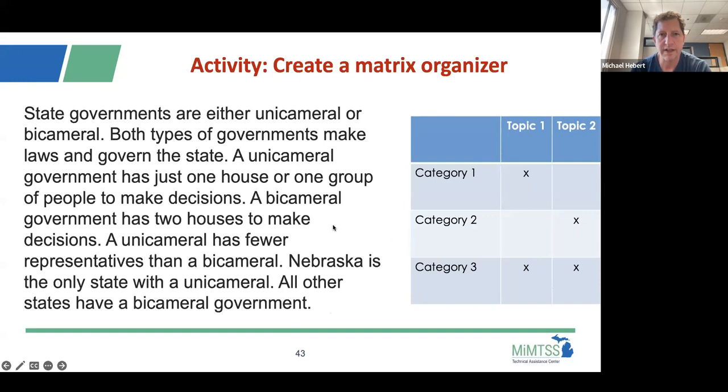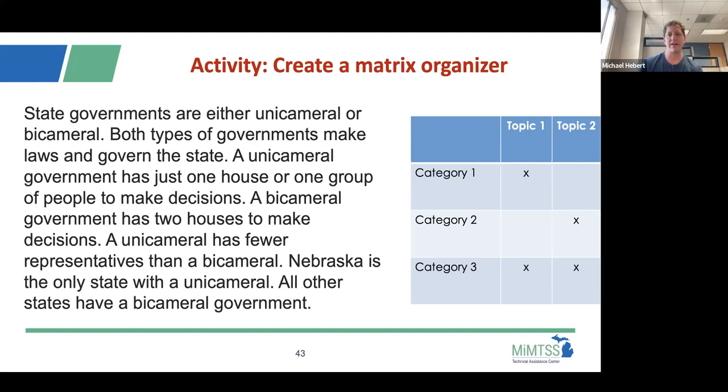So Sherry hit on exactly what I wanted her to hit on there, and it's deciding categories, right? That's challenging. It's a little bit different, right? So instead of just saying one's a unicameral, one's a bicameral, you might have to say, oh, the number of houses that the governments have is different, right? And so you have to come up with that overarching category. Right? Or the ways that they make laws and govern the state, or the things that they do, right?